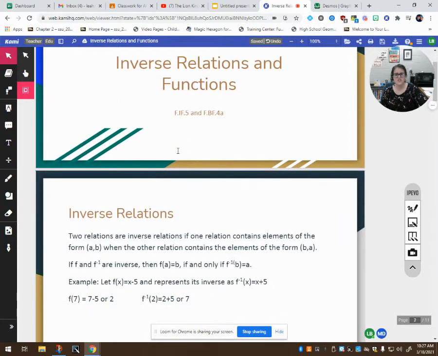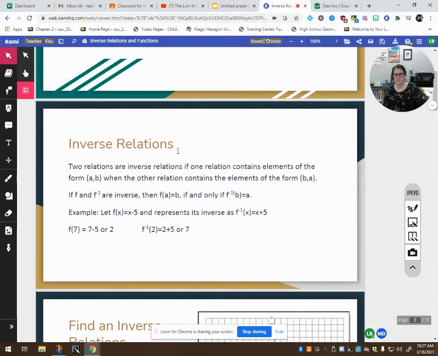Hey guys, we're going to look at inverse relations and functions. It's kind of an easy concept. Basically, what we're saying is if I have a function that gives me an ordered pair x, y, then the inverse would be the opposite. It's going to give me an ordered pair y, comma, x. We have flipped the coordinates. So let's look at some inverse functions here.